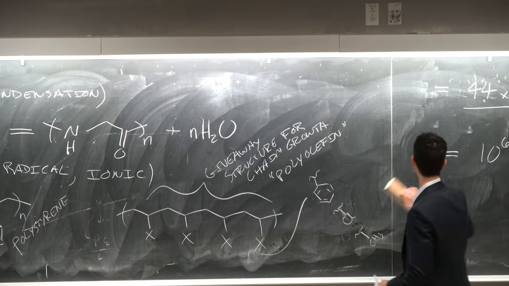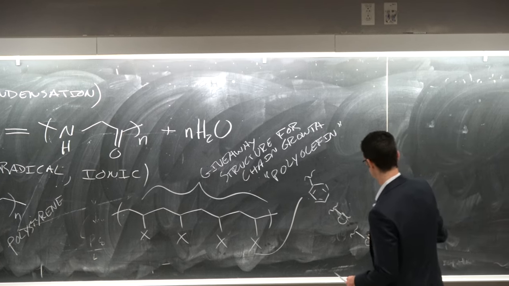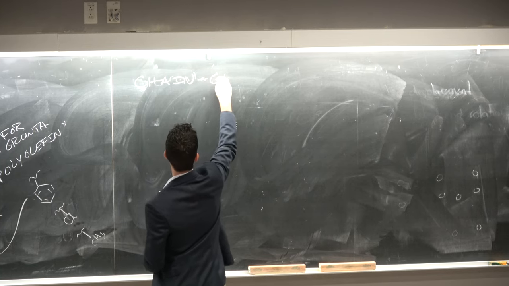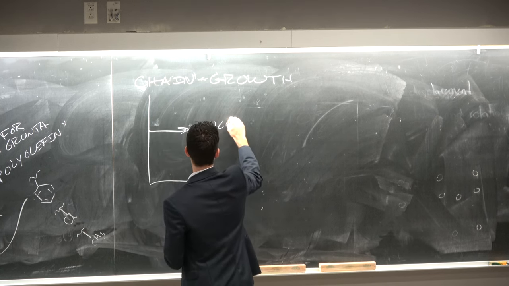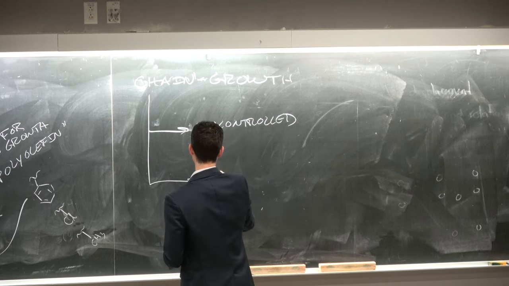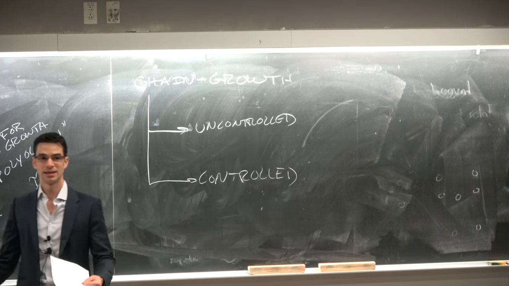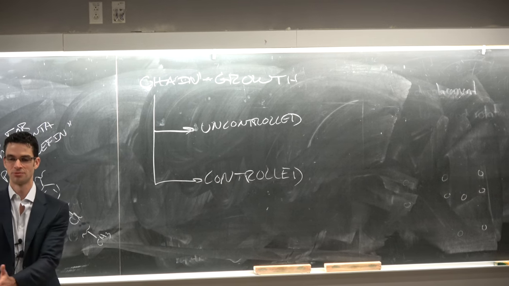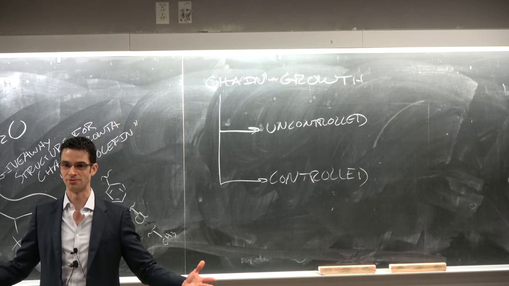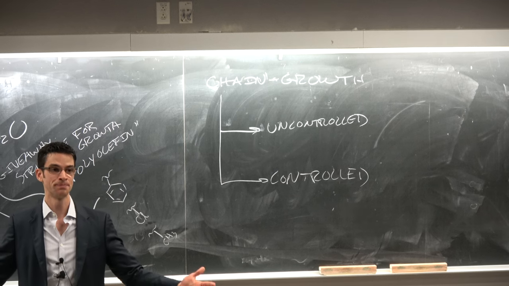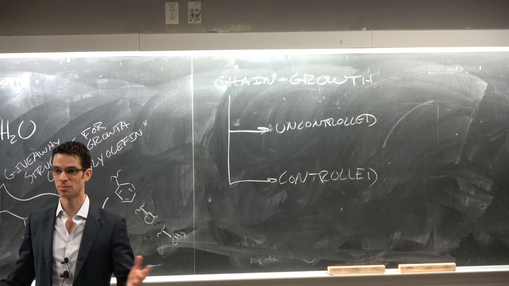Okay, now chain growth can be subdivided even further into two types. Uncontrolled, and the opposite of uncontrolled is controlled. What do I mean by uncontrolled and controlled? Well, let's imagine that we are growing a chain starting with a monomer, and we're growing the chain out. You could imagine that you have a flask or a reaction vat at a factory where the polymer chains grow at different times, and they grow and they stop whenever they want.